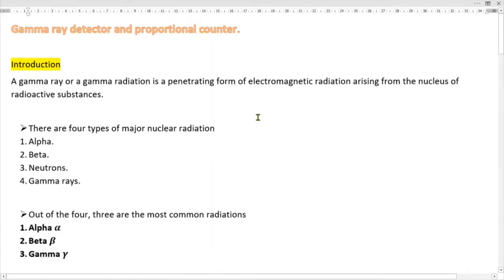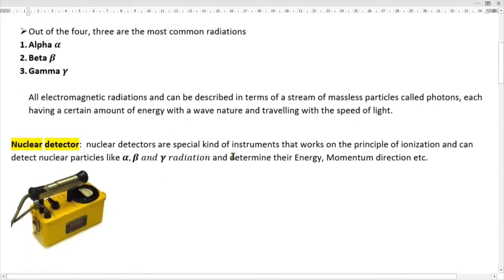So moving on to my topic, gamma ray detector and proportional counter. Let us first understand the introduction part, what a gamma ray is. A gamma ray is a penetrating form of electromagnetic radiation arising from the nucleus of radioactive substances. Now there are four major types of nuclear radiation that arise from radioactive substances: alpha, beta, neutrons and gamma. Out of the four, three radiations are the most common: alpha, beta and gamma.